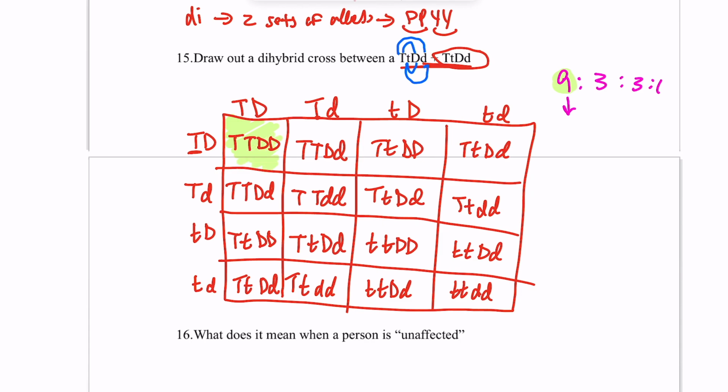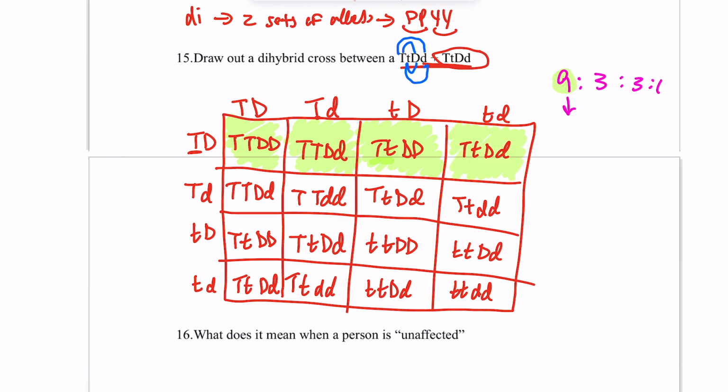Big T, big D, little d. Even though it's heterozygous for D, it still expresses all dominant traits. This one right here, big T, big D, still dominant in all traits. Big T, big D, little d, right? They're all heterozygous, but they're always going to express the dominant trait. So we're going to color that green.